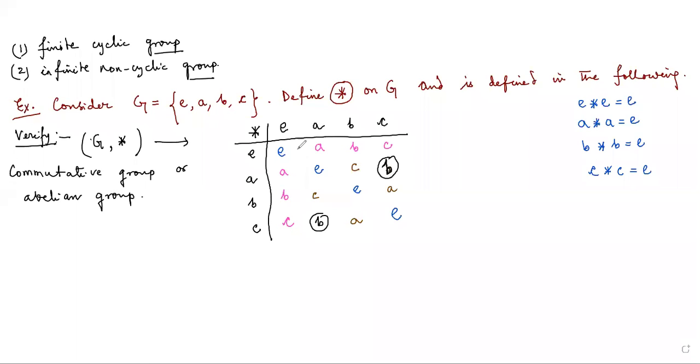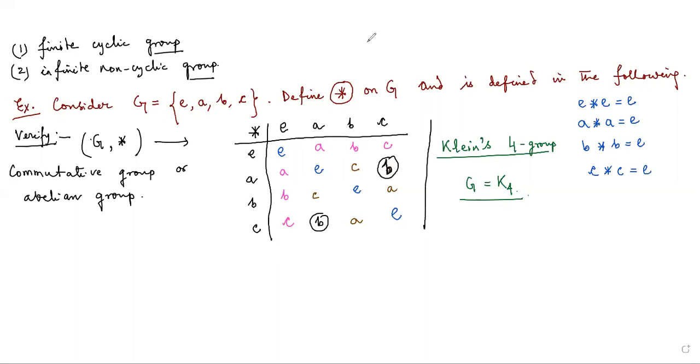Okay, such a group has a special name, and the name of this group, in group theory, is called Klein's 4 group. It is sometimes defined as K4 in some books.